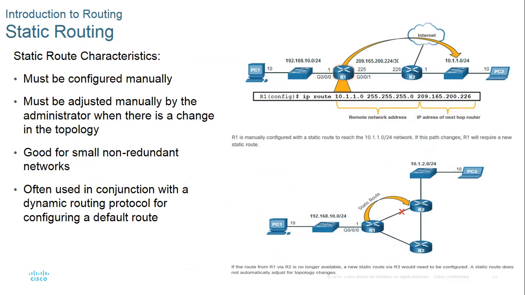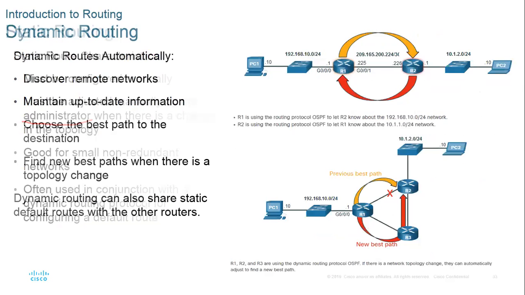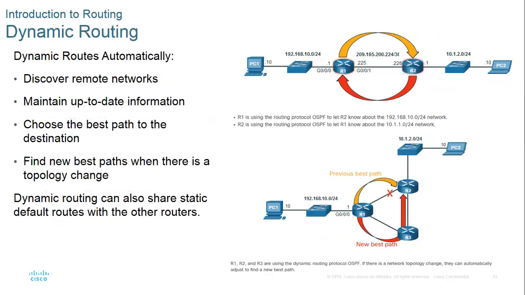So how do we build the routing table? Either we build it statically, which means that the administrator of the network has to configure manual routes on the router. It is going to be adjusted by the administrator depending on the topology. Static routes are configured manually.